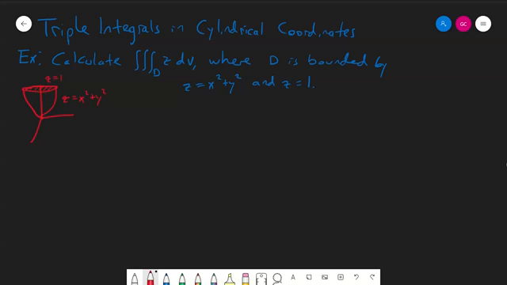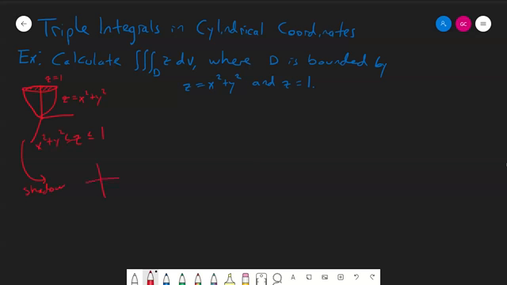Now when you're setting up a triple integral, typically we set up the z-bounds first. And in this case, it should be clear from the picture that z is between x squared plus y squared and z equals 1. And then you look at the shadow in the xy plane.